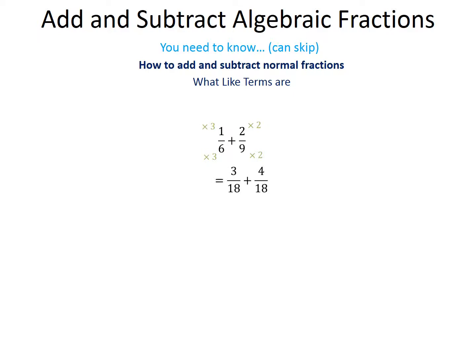So then I write my new fractions down, and so I've got 3 over 18 plus 4 over 18, and now when I add them, the denominator does not change, because remember the denominator tells us how big the pieces are, and the pieces aren't changing any size here, but the numerator will change because I've got 3 pieces here plus another 4 pieces there, so we end up with 7 over 18.